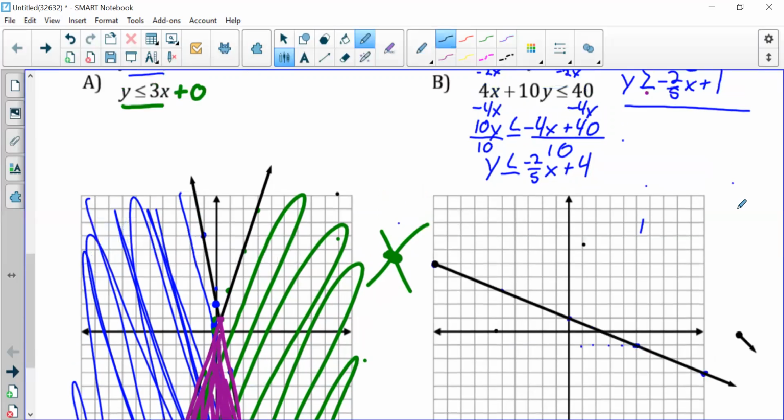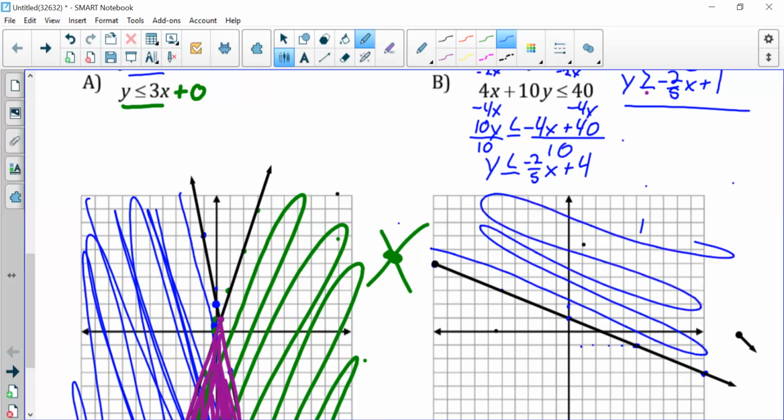And this one says y is greater than or equal to. Back to my y-intercept. Where are the y's that are greater than 1? Well, they're above it, right? So I would shade on this side.